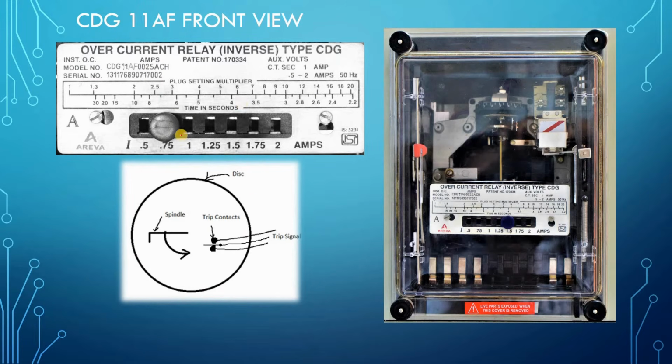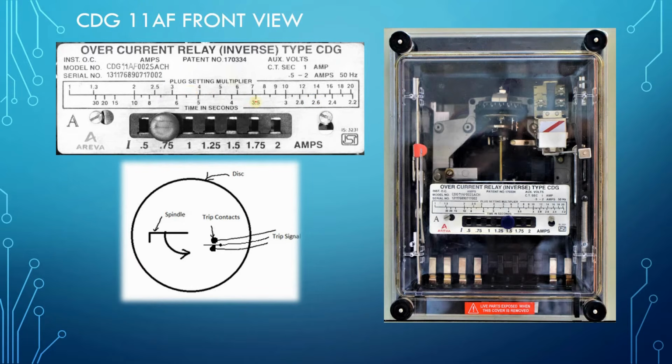Here we can see all these terminals have the plug settings. Right now it is selected to 0.7, and this is the table, the corresponding PSM with respect to time table. As you can see, we have different values of PSM and different values of time in seconds. Before that we should know what the PSM is.